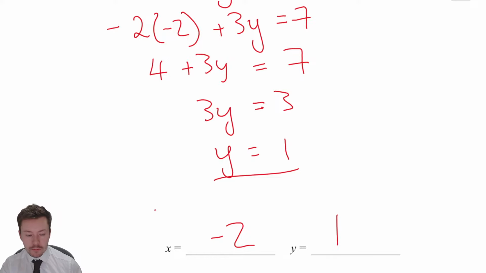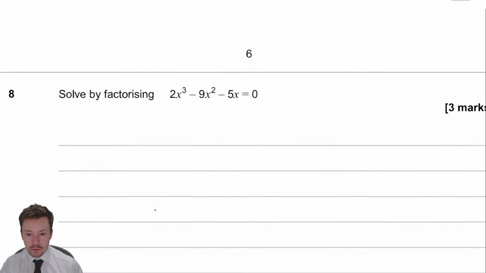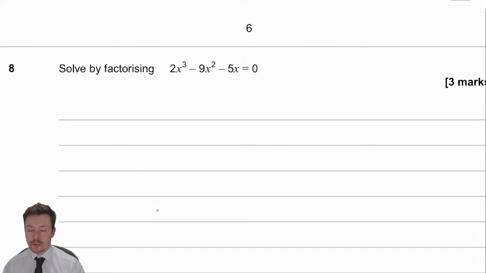Okay, right, moving on to the next one. We've got 5, solve by factorising. Well, the first thing to notice, this is a cubic, which further maths are super.